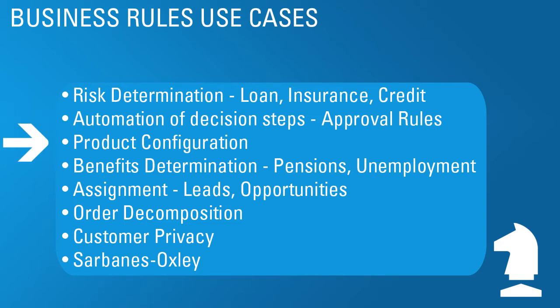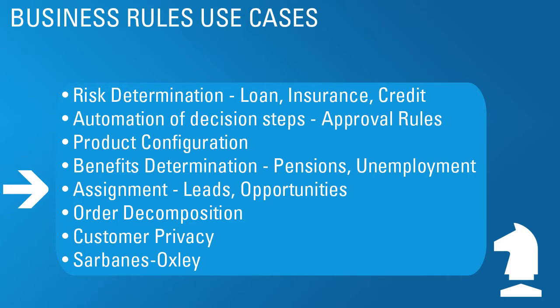Product configuration is an interesting one because maybe you don't think of that as a decision to make. But product configuration is actually pretty common. So you're looking at all the data that you have for how you're going to configure your product, and based on that, you come out with a configuration rule. Benefits, pensions, unemployment, these are benefits that are determined by your history, by your data, personal data, how long you've been with a company, whatever. These are all the data inputs that go into determining your benefits.